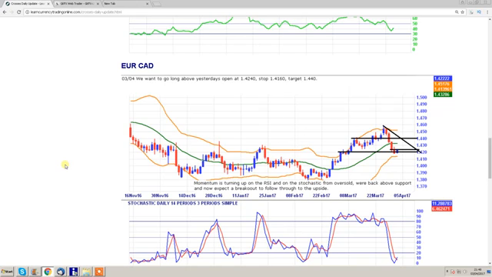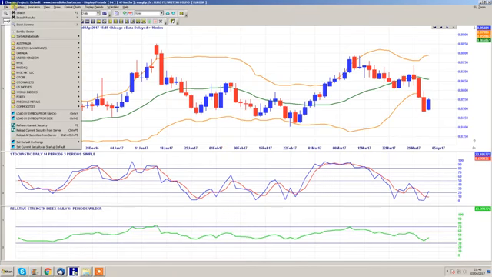This is one where we actually caught the fall, and now basically I want to go for a move up. I think the euro's oversold in the short term, and I'm doing a very aggressive entry this morning, just above the high of this candle as well, low of this candle. So let's see what we're doing with Euro CAD this evening.